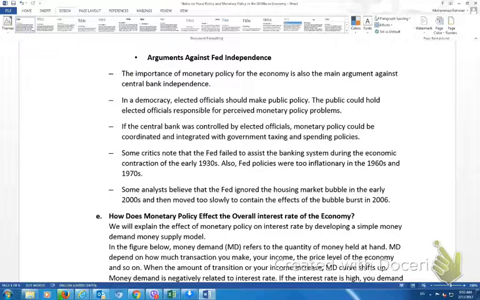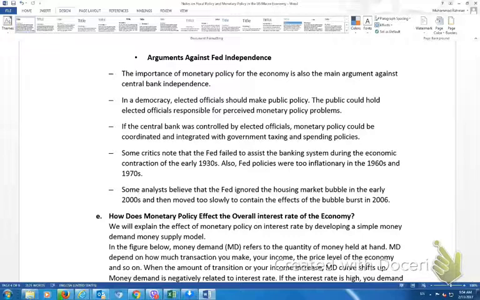Now, there are also other criticisms of the Fed. Some of the criticisms basically stem from their slow response to macroeconomic conditions. Some critics noted that the Fed failed to assist the banking system during the economic contraction of the early 30s, but that's a long time ago. The assertion is true, by the way. During the Great Depression, the financial system did not get that much help from the Fed, because the Fed at that time did not really know what to do. But over time, that has changed a lot.